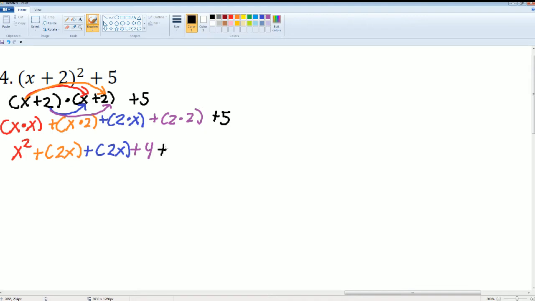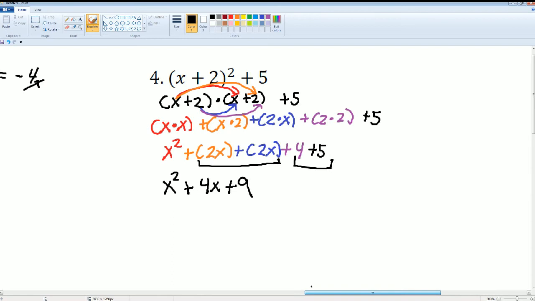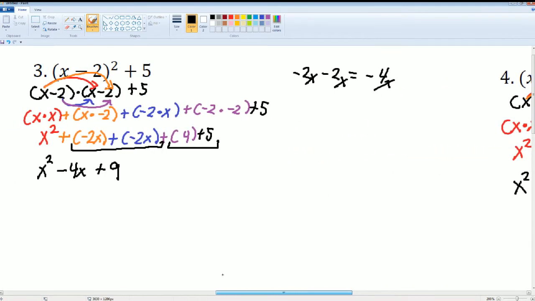Bring down the 5. There's some like terms that can combine. The x terms can combine, and the constants combine. Did anything happen to the x squared? Nope, so that just becomes x squared plus 2x, that becomes 4x. 4 plus 5 just becomes 9. Okay, be careful of that.